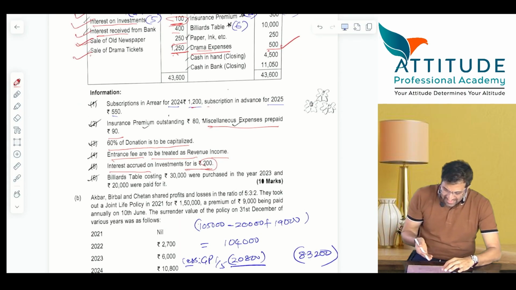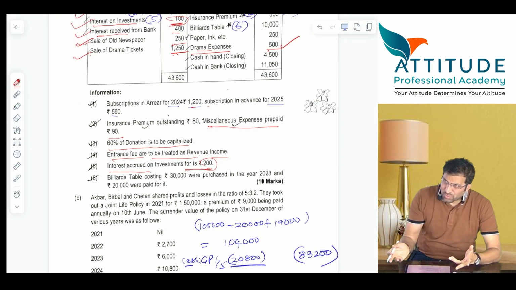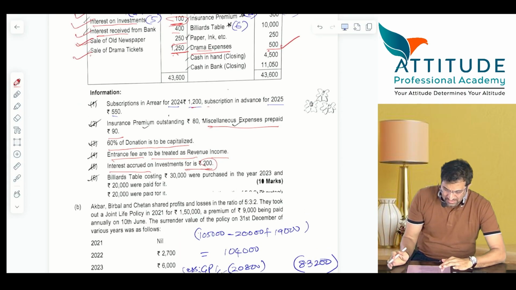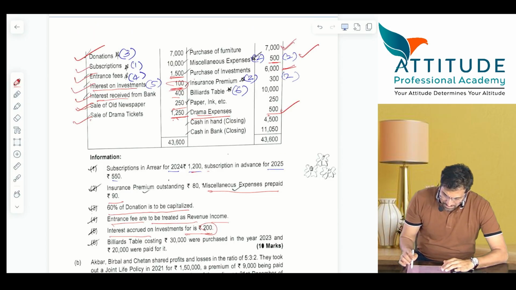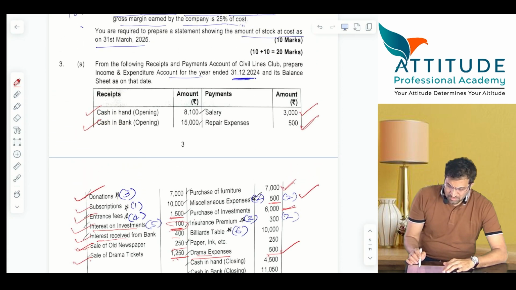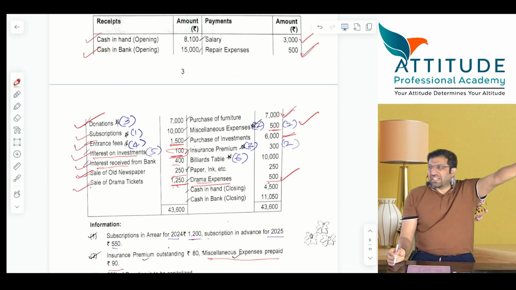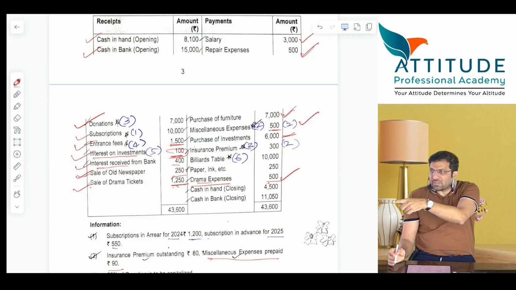इधर डेप्रिसिएशन नहीं है रे बाबा. जाने दे, छोड़ दे. इट इज गुड ओनली नो. फर्नीचर का डेप्रिसिएशन नहीं है. नेक्स्ट. Depreciation will come in income and expenditure and depreciation will be deducted from asset side of the balance sheet.